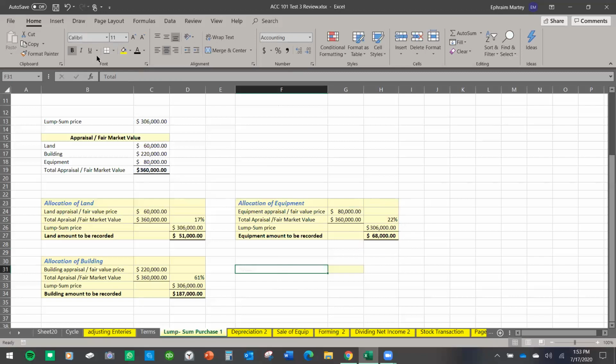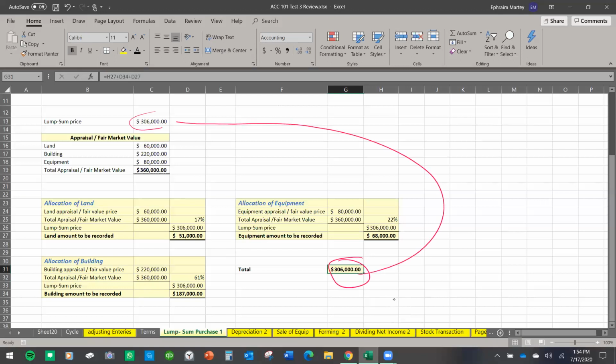Okay, if you want to make sure that is right, you can do that by adding all the allocations together. So allocation for equipment, allocation for building, and then allocation for land. Okay, that gives you 306,000. So you know the allocation you did is equal to this one right here. So land actually cost 51,187 and 68,000 for your allocations.